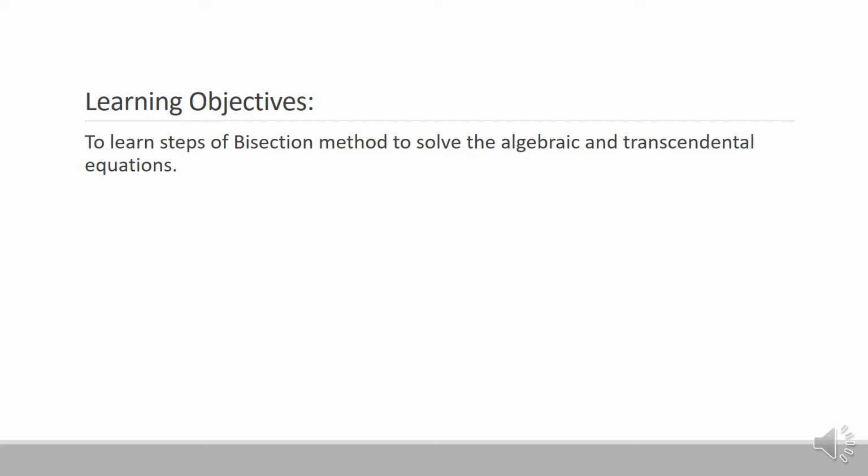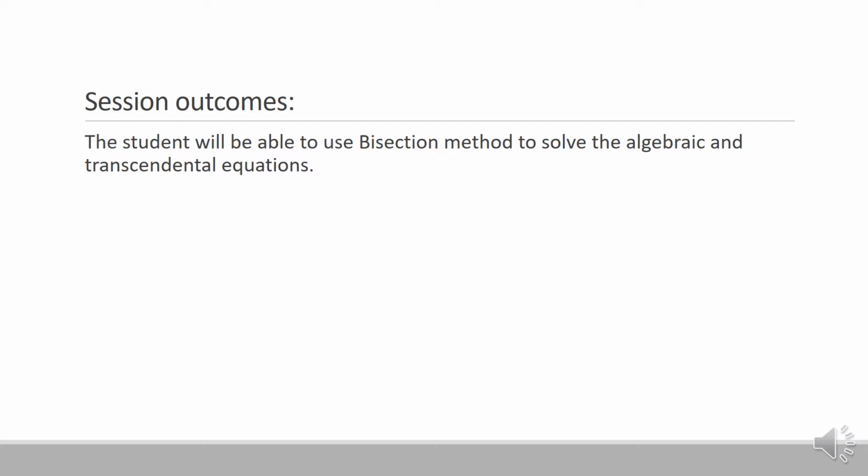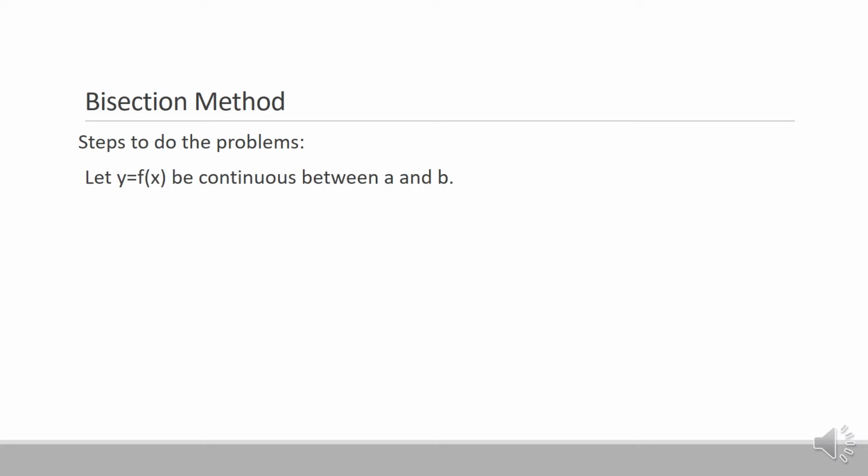The main objective of this session is to learn steps of bisection method involved in solving the algebraic and transcendental equations. After this session, the students will be able to use bisection method to solve the algebraic and transcendental equations. Before proceeding to the problems, we will see what are the steps involved in applying this bisection method.